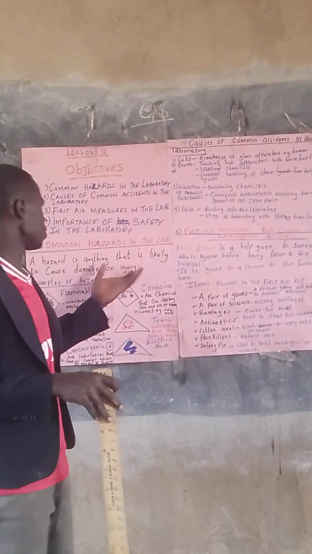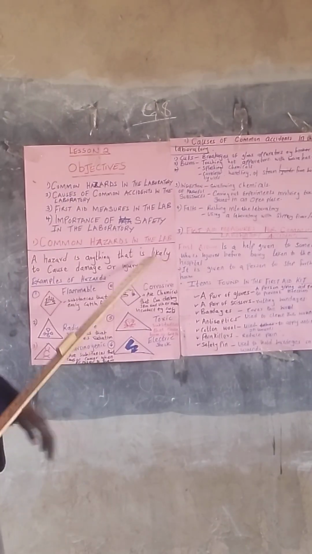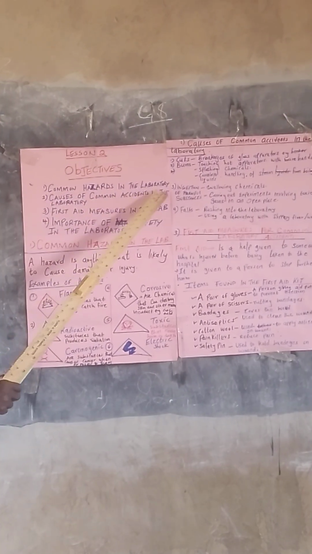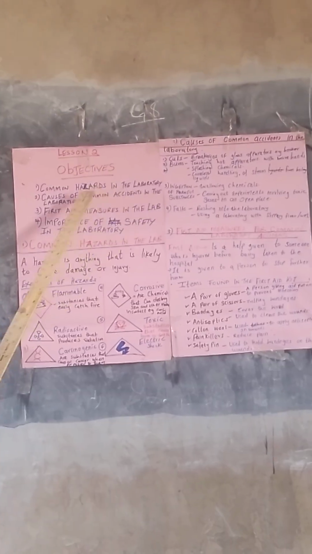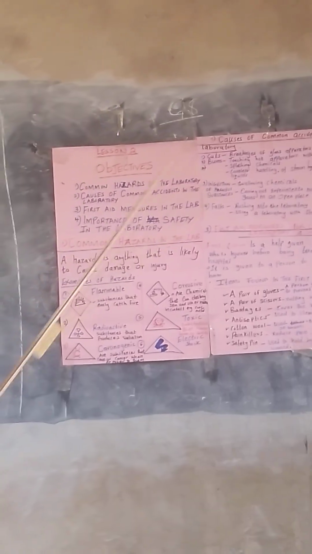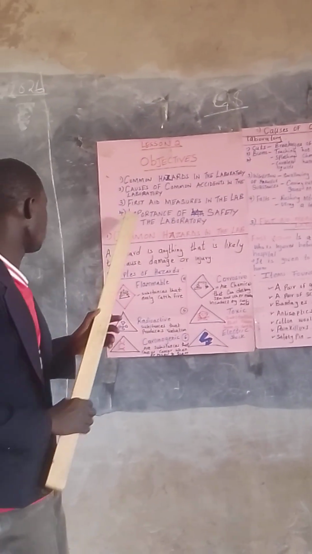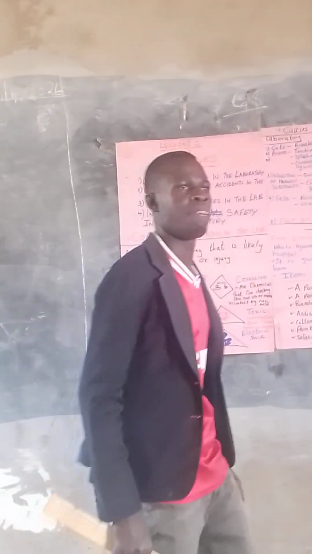Back to our lesson today, lesson 2. Objectives of this lesson, we have: 1. Common hazards in the laboratory, causes of common accidents in the laboratory. We will also look at first aid measures in the laboratory. And lastly, we will look at the importance of safety in the laboratory.